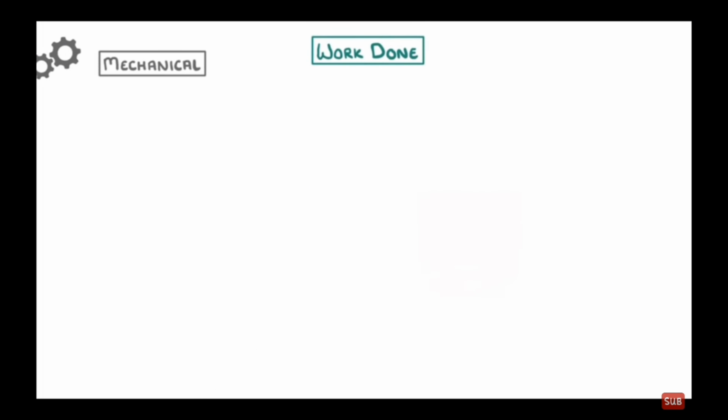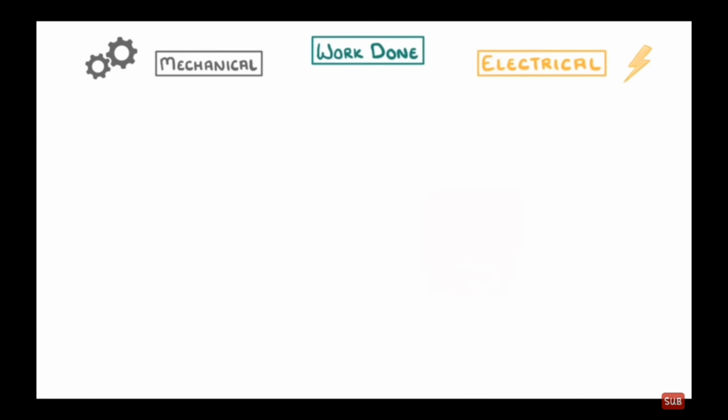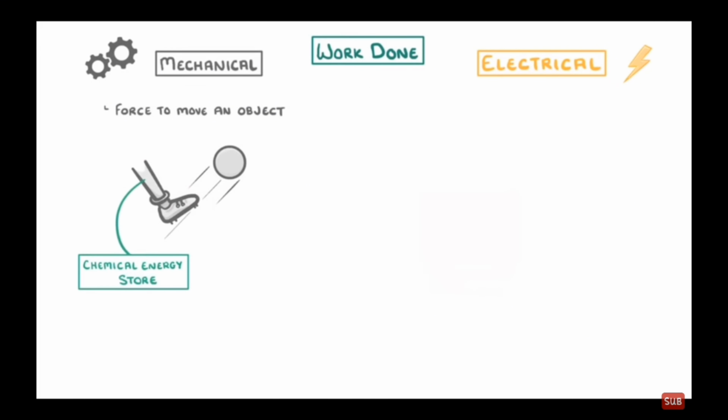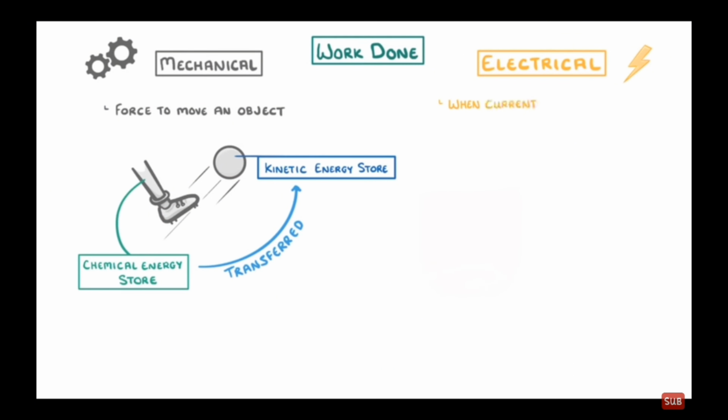Another way of saying energy transferred is work done. And there are two main types you need to know: mechanical and electrical. Mechanical work done involves using a force to move an object, such as kicking a ball up in the air, which involves energy from the chemical energy store of your leg being transferred to the kinetic energy store of the ball. Electrical work, on the other hand, is done when current flows. You can think of this as the energy required to overcome the resistance in the wires of a circuit.